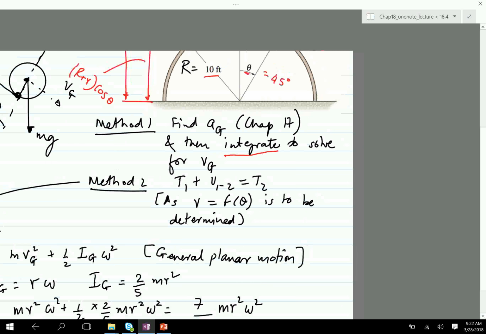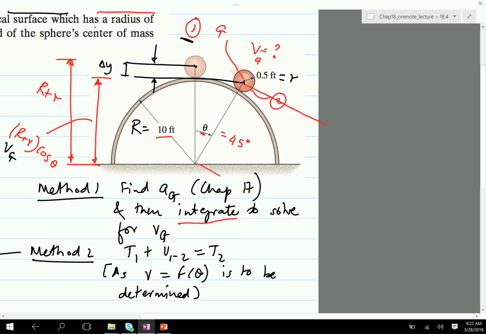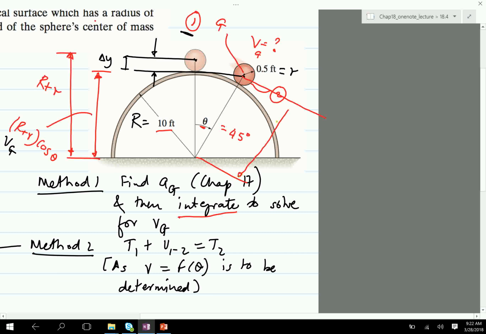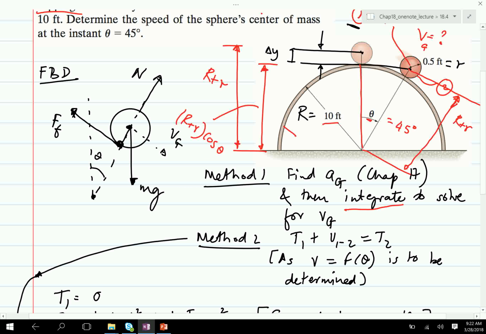Yeah, it's basically this, which is R plus r. We need to find the height in the vertical direction, so that's going to be R plus r cosine theta. So this is going to be this times cosine theta is going to be this, because we need to find the height of the center of the sphere.